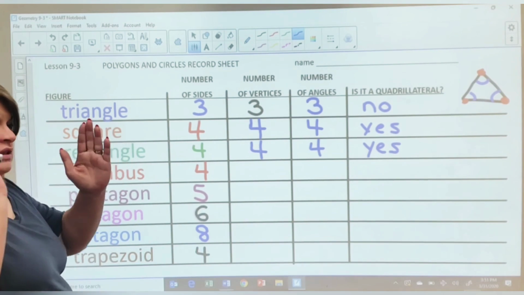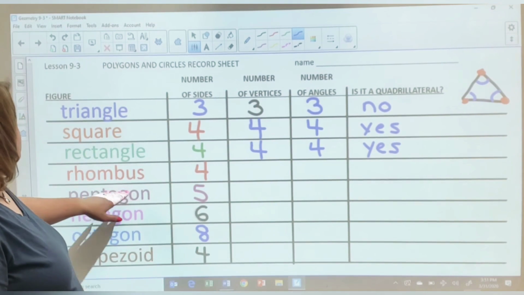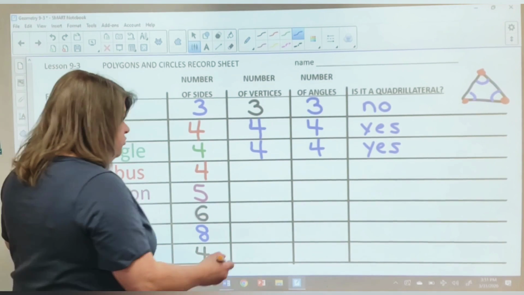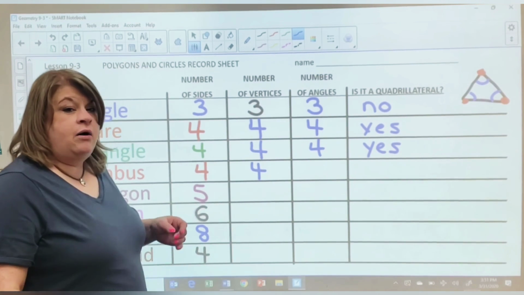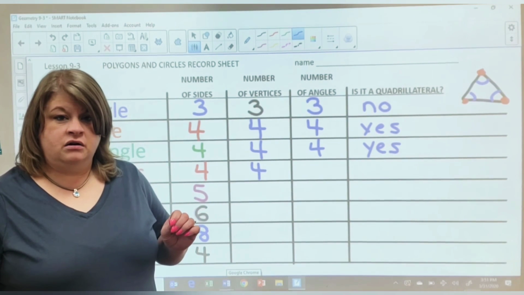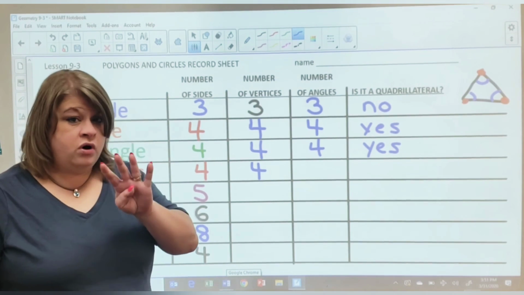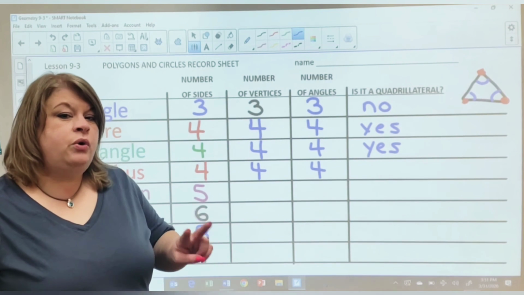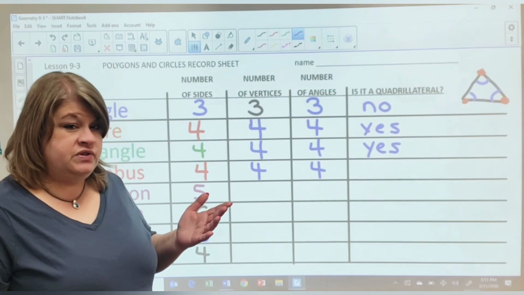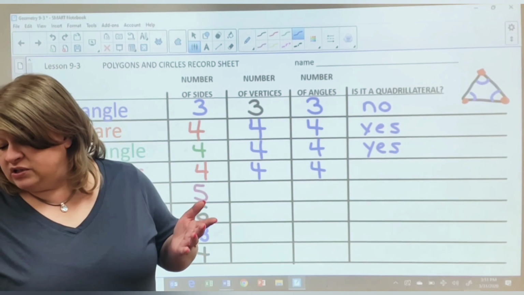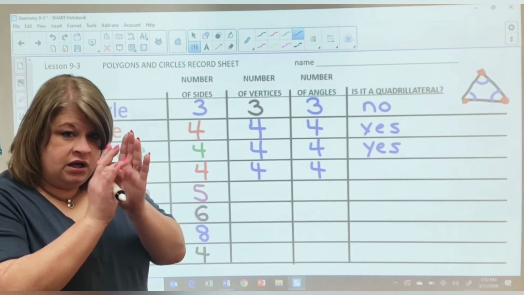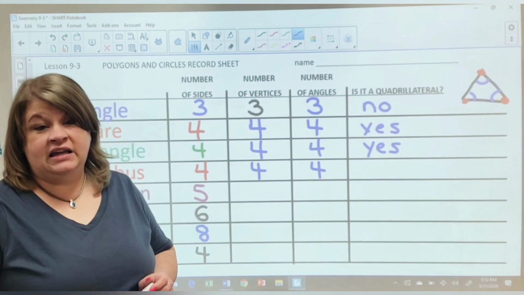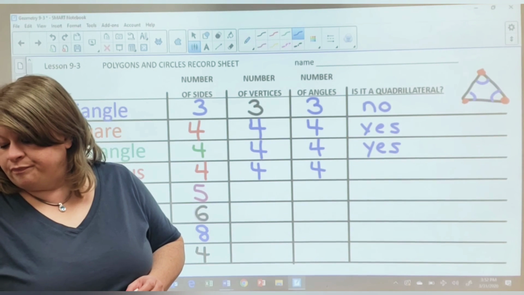Think of your rhombus, the bus moving forward. We said it has 4 sides. How many vertices? How many corners? 4. How many angles are there? If you said 4, you're right. They're not square though. They're not right angles. There are 2 acute angles and 2 obtuse angles on there. Look at your rhombus. Do you see how 2 sides are little and 2 sides are wide? If we turn it sideways, it kind of looks like a kite. This one does. All right.